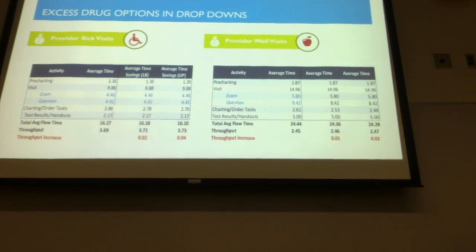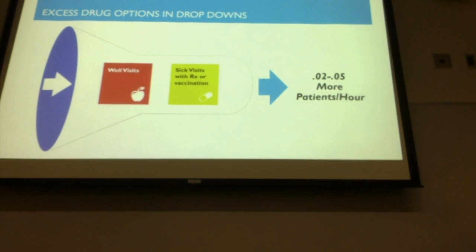So for provider sick visits, this would allow a range from 0.02 to 0.04 patients per hour, and for provider well visits, it would allow a throughput increase of 0.01 to 0.02. And this would affect well visits as well as sick visits with a prescription or vaccination, and it would allow for a total system increase of 0.02 to 0.05 more patients per hour for each provider.